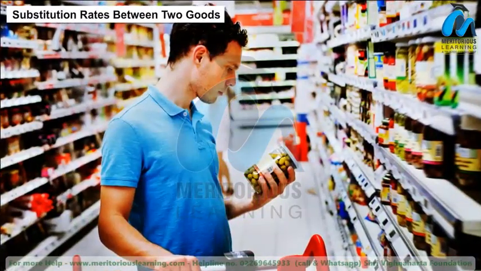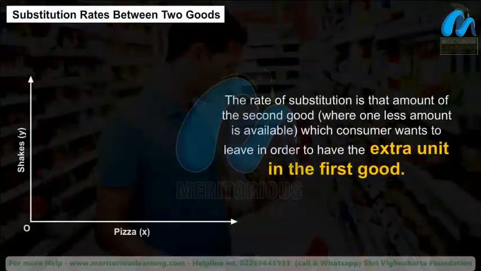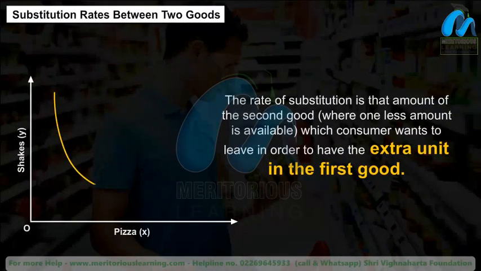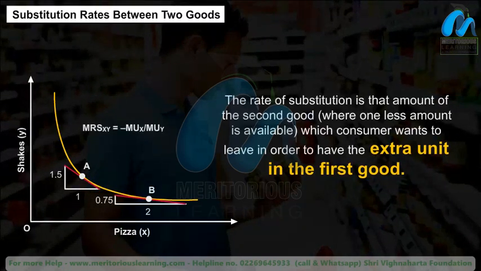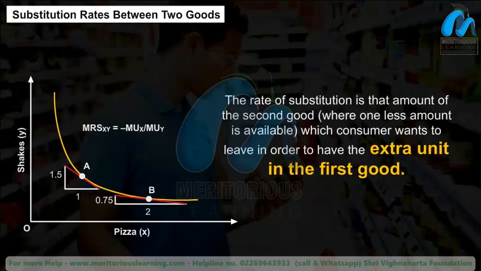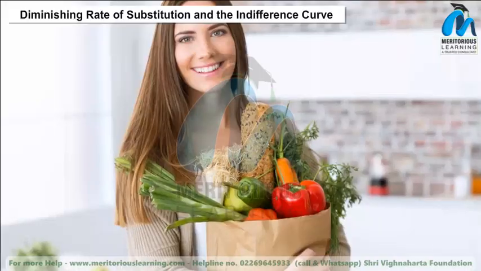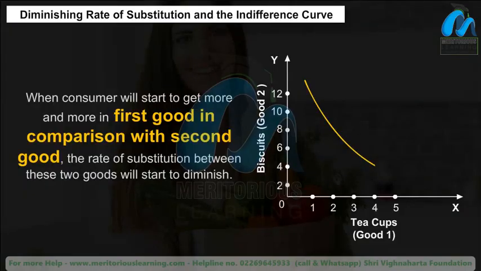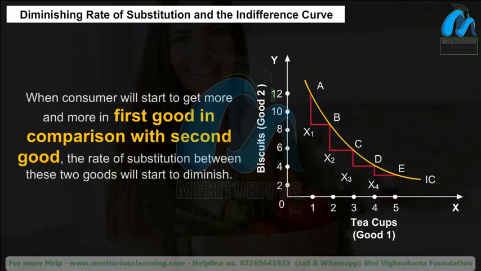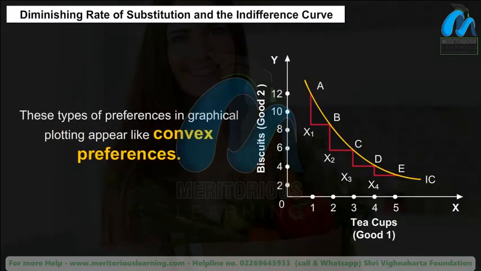Substitution rates between two goods. The rate of substitution is the amount of the second good which the consumer wants to leave in order to have an extra unit of the first good. Diminishing rate of substitution and the indifference curve. When the consumer starts to get more and more of the first good in comparison with the second good, the rate of substitution between these two goods will start to diminish. These types of preferences in graphical plotting appear as convex preferences.